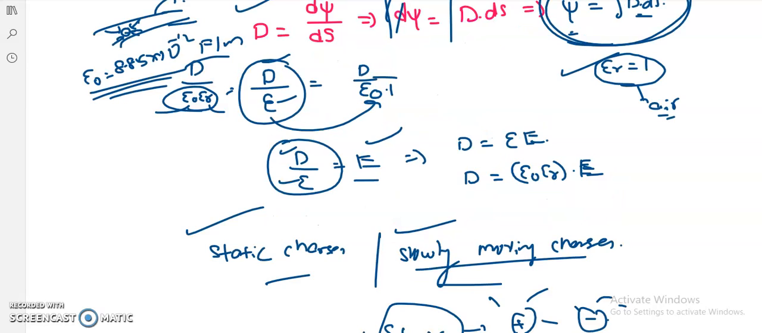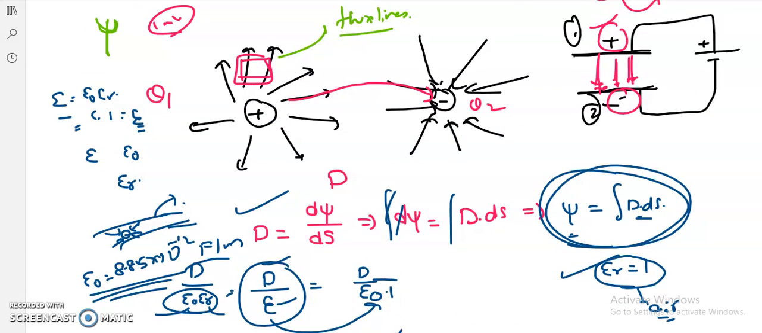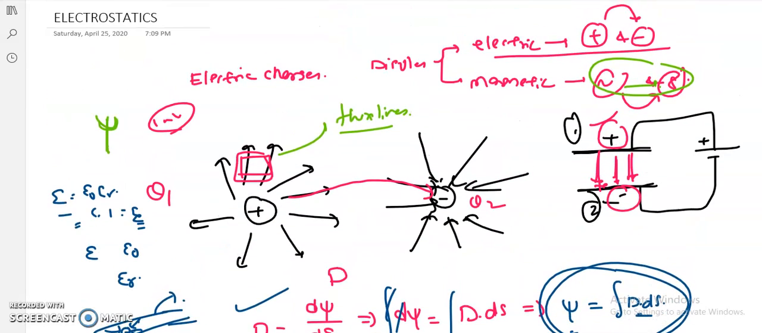So this is an introduction to electrostatics, and in the next video we are going to see Coulomb's law and Gauss's law, which are really important for electrostatics.